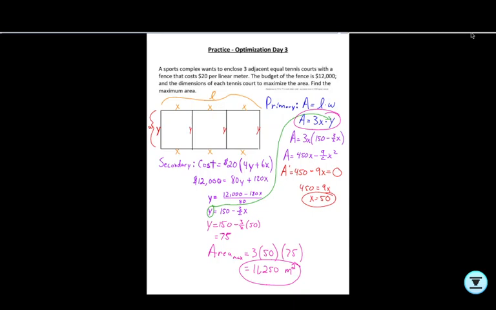Sometimes we'd have to use our endpoints, but in this case, our x values basically can be anywhere between 0 and whatever 1200 divided by 20 is. Obviously if x is 0, our length would be 0, which means we wouldn't have an area at all. And if x was on the other side, it would be basically no width. So on these problems, 9 times out of 10, you're not going to be dealing with the endpoints. Some cost problems you will, but not on these. Okay? Optimization.